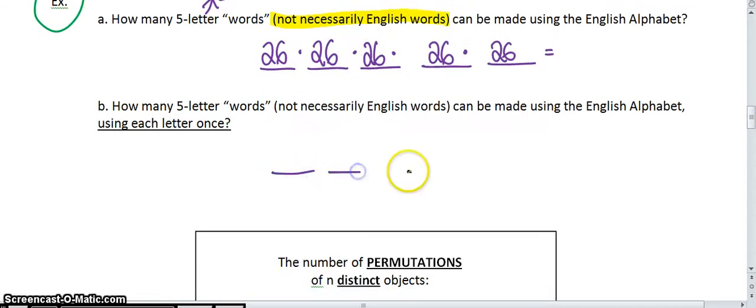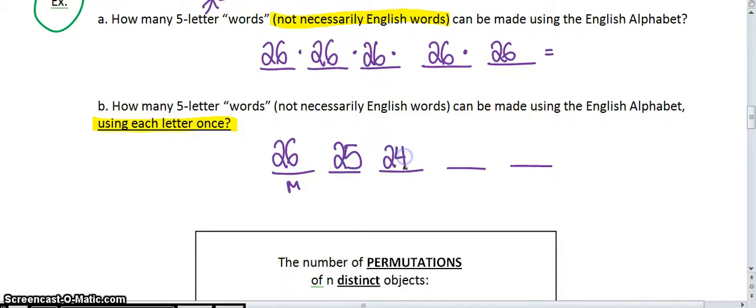Whereas this problem is very similar. So you're talking about a 5-letter word. That means there's 5 positions, 1 for each letter. Again, not necessarily English words, but it says you can only use each letter once. So if I have 26 options for the first blank, how many would I have for the second blank? So let's say my first letter is M. If I pick an M, then I can't use an M again here. So that would remove one option, so there would only be 25.